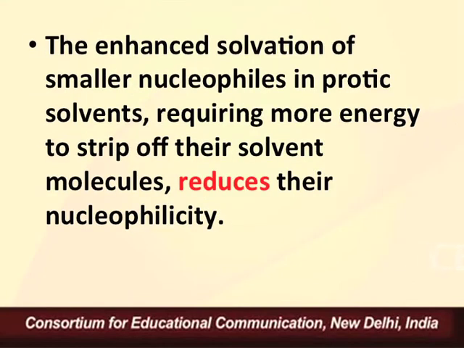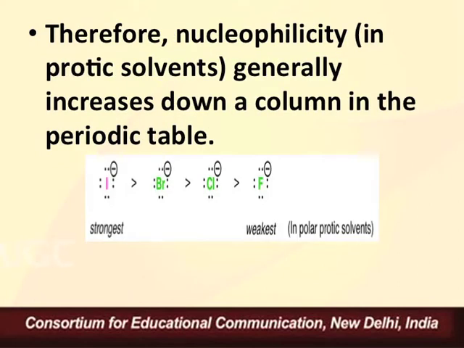The enhanced solvation of smaller nucleophiles in protic solvents requires more energy to strip off their solvent molecules, reducing their nucleophilicity. Therefore, nucleophilicity in protic solvent generally increases down a column in the periodic table. That is, iodide is the strongest nucleophile, whereas fluoride is the weakest nucleophile in protic solvents.